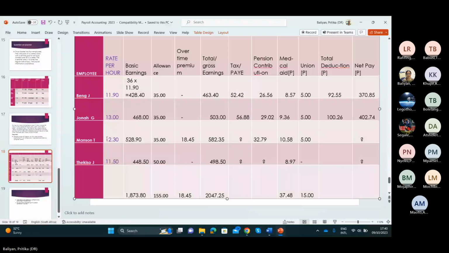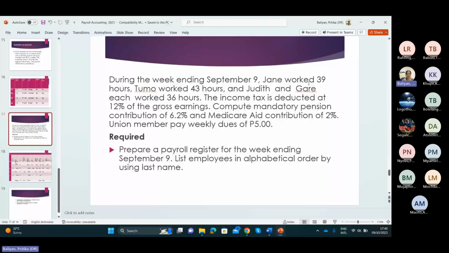Now the third employee is mentioned. He mentions how many hours he worked during the week ending September 9. Jane worked 39 hours. Tumo mentioned he worked 43 hours. Juditha and Gare worked 36 hours. So Tumo worked 43 hours, so he worked more than the normal working hours.